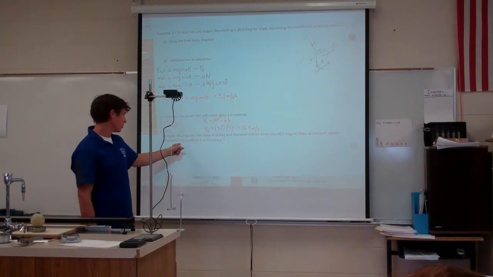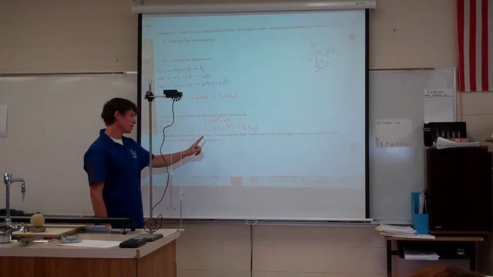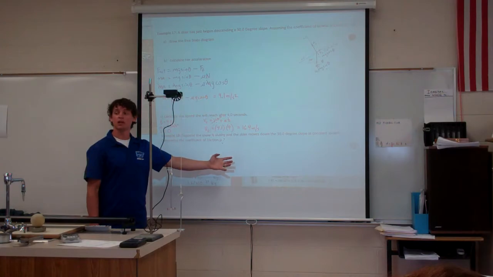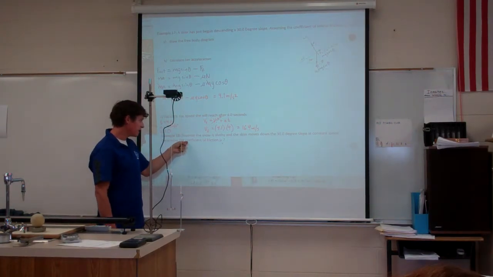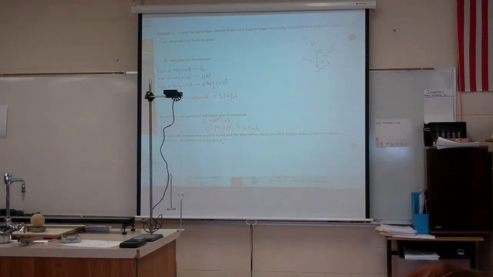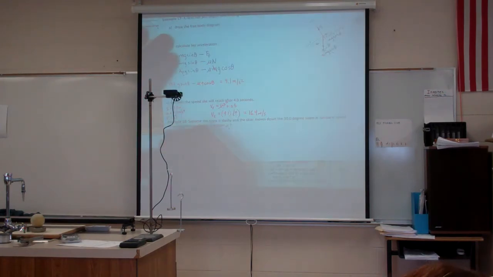Alright? So, right here, suppose the snow is slushy and the skier moves down at constant speed. They're not going to accelerate. What is the coefficient of friction? We will start out with this statement: constant speed. Anytime you see those words, you should just write down F net equals 0 somewhere. You'll probably get a point for it if it's a test.